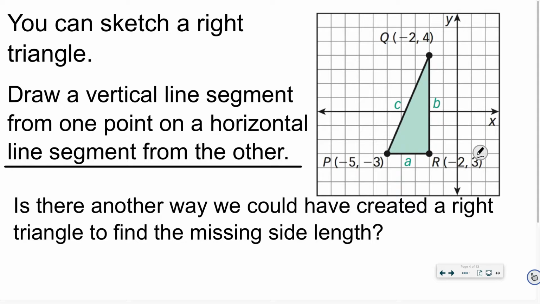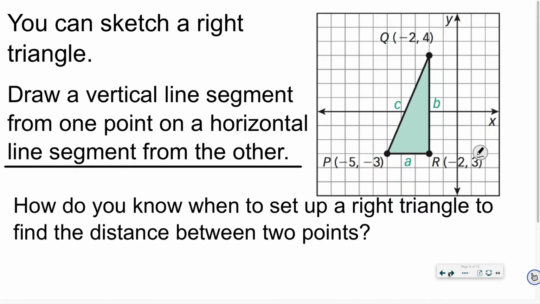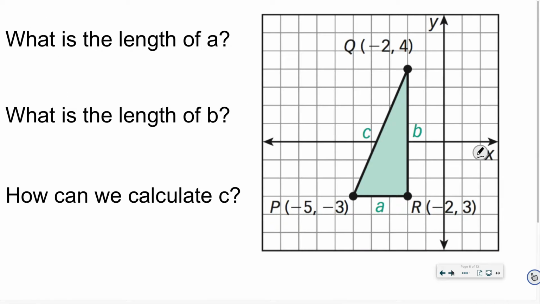Now, I know I'm asking you here if there is another way to do this, but I sort of introduced the lesson that there is another way, so I'll answer that. You can find that missing side, that hypotenuse, without drawing a triangle. And some of you might want to do this. You don't have to, but you might want to. Okay?